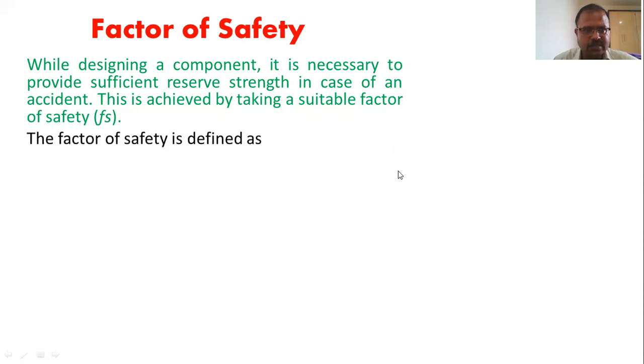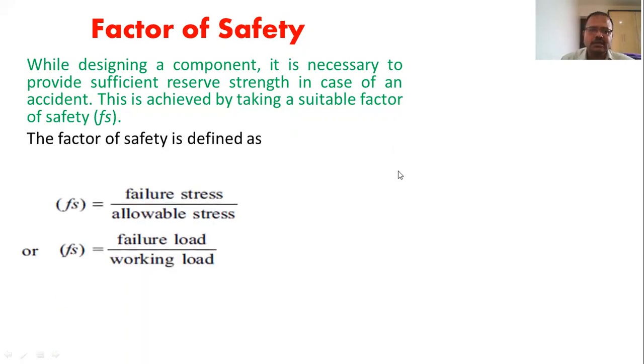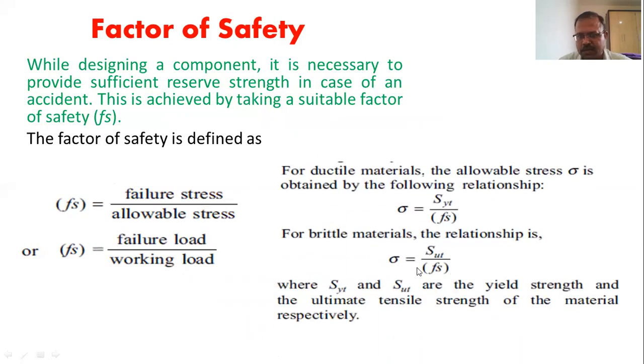Factor of safety is generally defined as the ratio of failure stress to allowable stress. Failure stress is the strength of the materials. If it is a ductile material, then failure stress will be SYT, yield stress. If it is a brittle material, then the failure stress will be SUT. And the allowable stress is nothing but the working stress, which can be calculated by dividing failure stress by factor of safety, and we can obtain for ductile and brittle materials the values of the allowable stress.